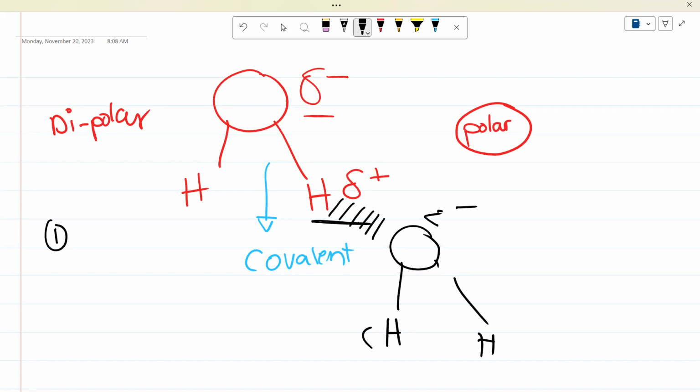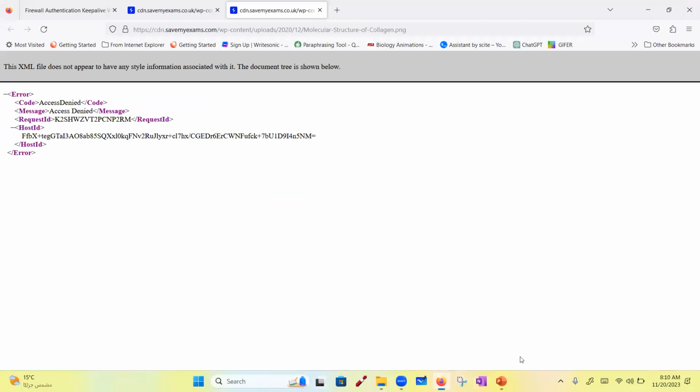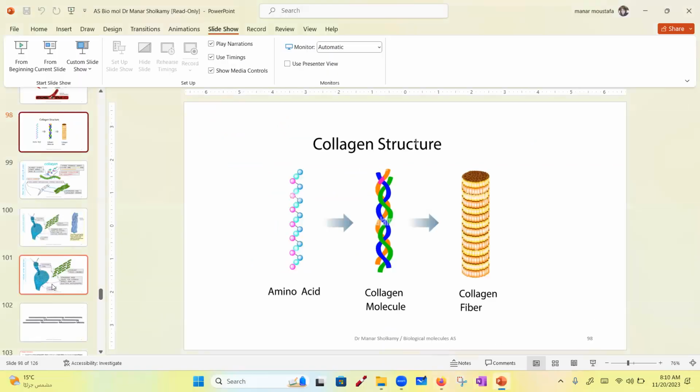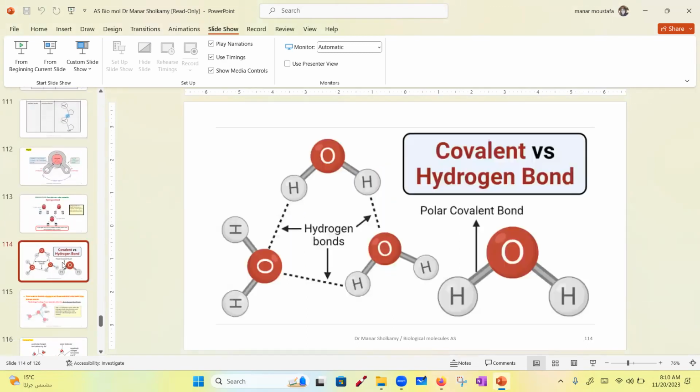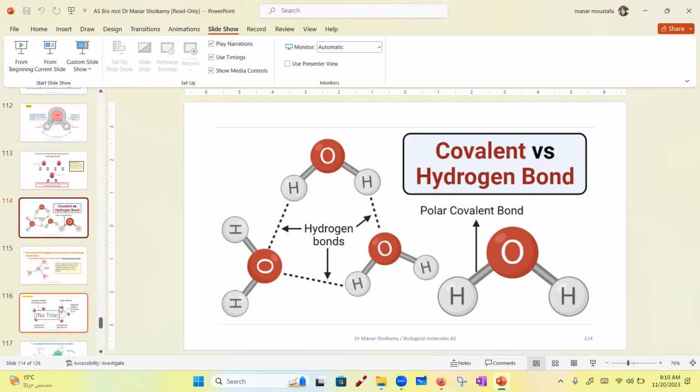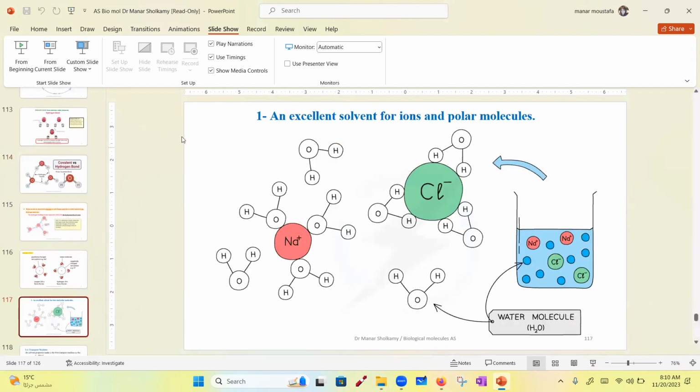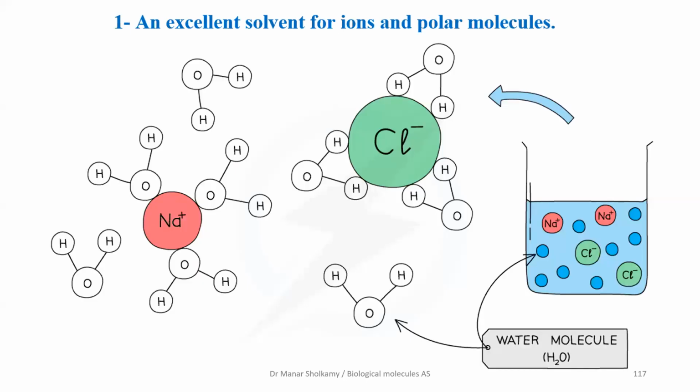It makes it a good solvent. Why does it make it a good solvent? Good solvent means that any other polar molecule or any other ion can dissolve in the water. Farouk, can you tell me how does this happen? Let's say sodium chloride. Sodium chloride is an ion. When the sodium and the chloride dissolve in the water, they dissociate to give you what? What do you see?